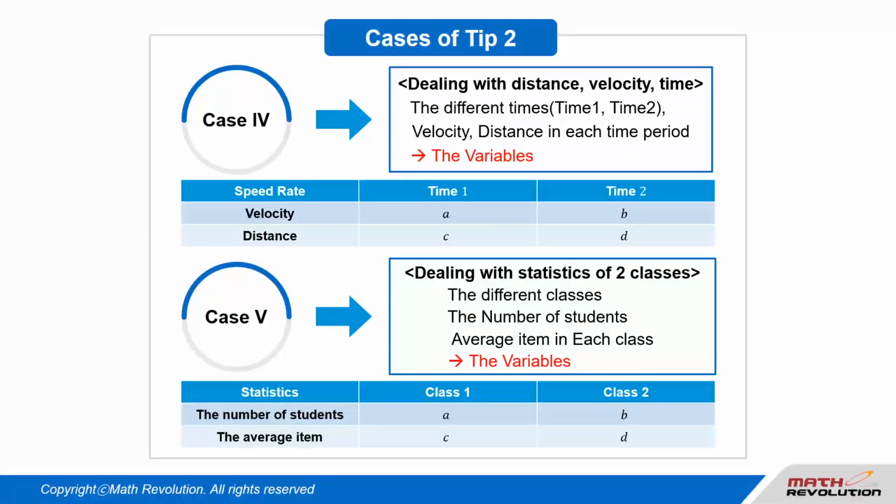Case 5. The next example deals with the statistics of 2 classes. The variables would stand for the different classes and the number of students, and the average item in each class. The separated 2x2 table can be made as below. Number of students in class 1, A. Number of students in class 2, B. The average item in class 1, C. The average item in class 2, D.